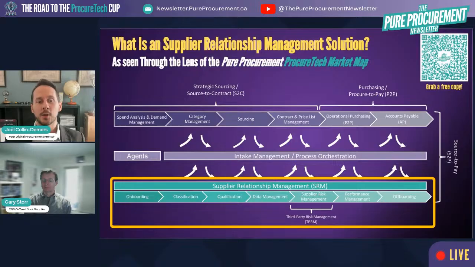And so for me, SRM solutions is really, how do we bring all of that together in parallel to our procurement process and our transactions, our purchase orders, et cetera, to get that holistic picture of the supplier and getting the data that we need based on what type of relationship we have with them, right? So that's kind of how I define it. I don't know, Gary, would you add anything or nuance anything I said?